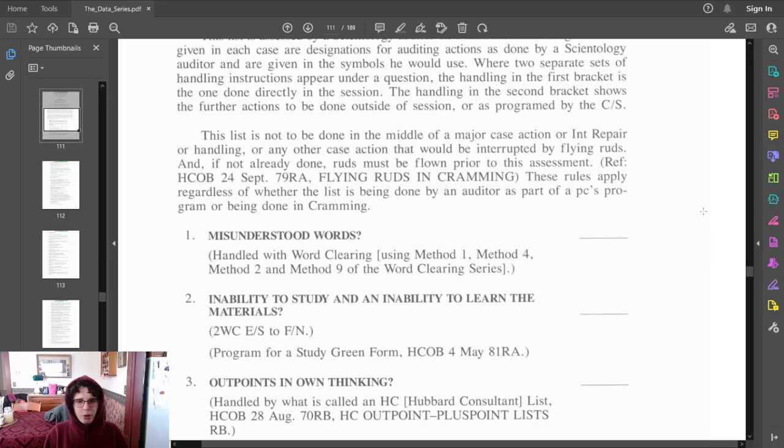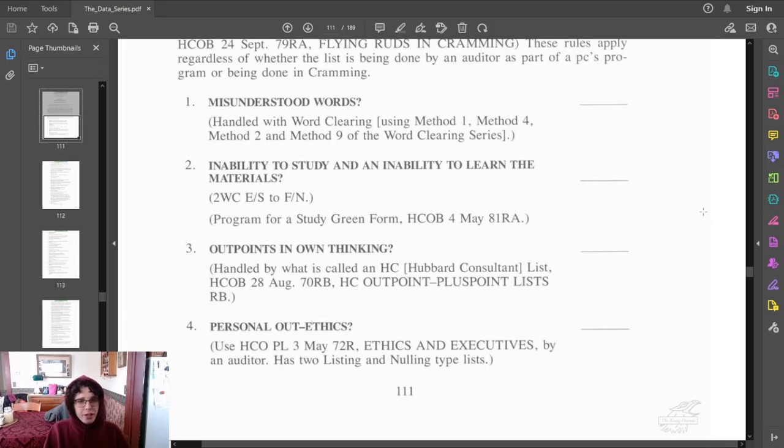Misunderstood words, handled with word clearing using Method 1, Method 4, Method 2, and Method 9 of the word clearing series. Inability to study and an inability to learn the materials. Now, mind you, each of these bolded lines, these misunderstood words and stuff, is what the auditor reads out to the pre-clear, and then if the e-meter reacts at the very end of the word, it's called an instant read, and I learned that from Chris, thanks Chris, then that means that it has to read at the very end of the last word. If it reads before that, it doesn't count. If it reads after that, it doesn't count. So they'll just read it again until it reacts, or just to see if it just floats.